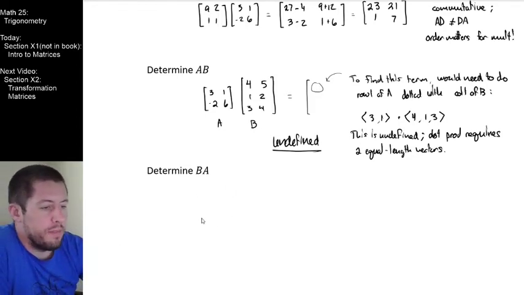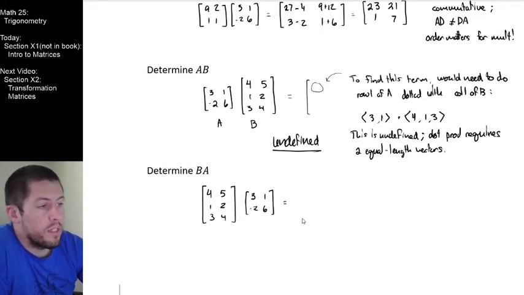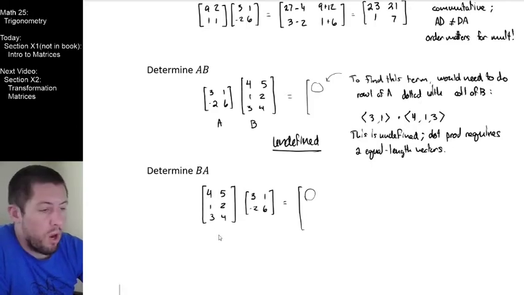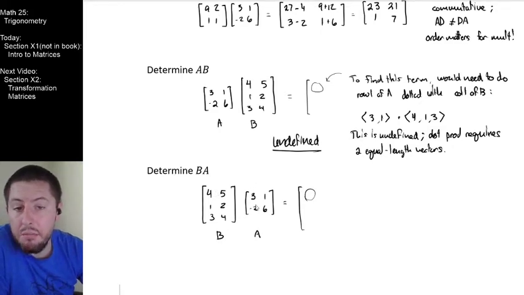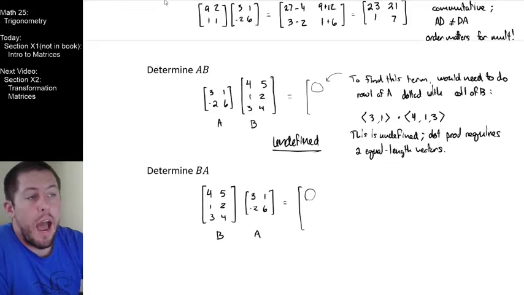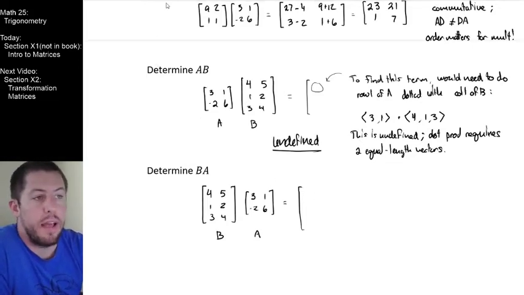So when I want to do B times A instead, 4, 5, 1, 2, 3, 4. And the question is, is this even going to work? 3, 1, negative 2, 6. Once again, if my goal is to find the upper left term in the first row and first column, that would require me to do the dot product of the first row of B, 4, 5, dotted with the first column of A. Well, that seems to be no problem. Two terms right there. So it seems like this one might work out, or at least I think I can get the first term. It looks like at least some of this is defined.